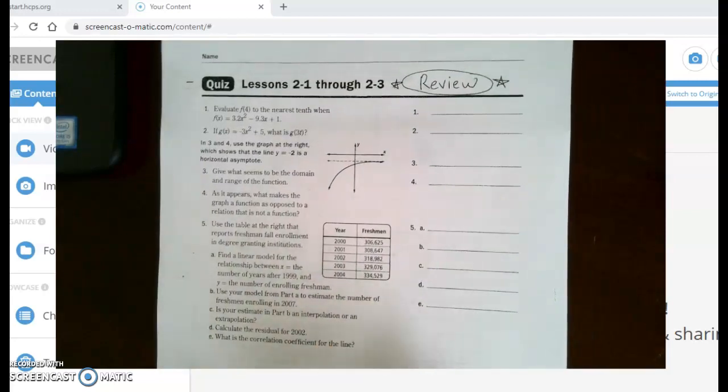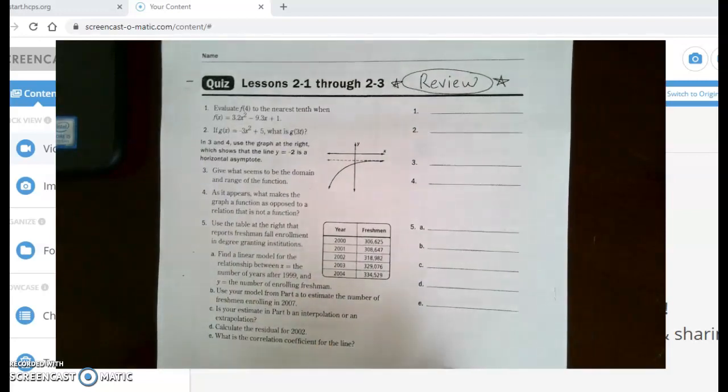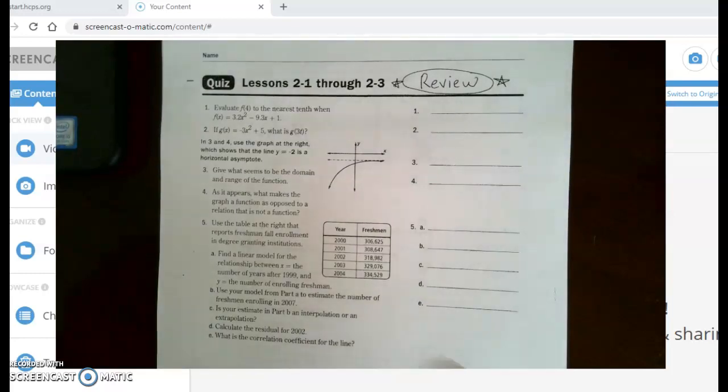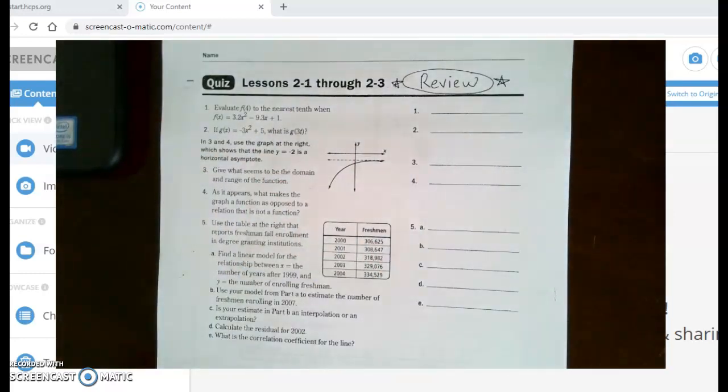Right, so we're going to do our first quiz review, and my suggestion to you is that you try each problem on your own, and then you use this video to help you see how you did. And then if you got an answer wrong, you'll be able to hear an explanation of how to get to the correct answer. All right, so let's start with number 1.